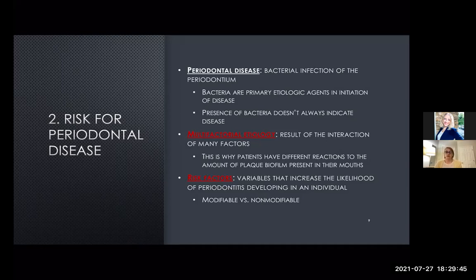So what does multifactorial etiology mean? Basically, this is the result of a lot of different factors, a lot of different causes. This is why patients have different reactions to the amount of plaque biofilm present in their mouth. Some patients can have super heavy plaque biofilm and be totally fine, hardly have any bleeding, no pocketing. But then other patients have a relatively small or less amount of plaque biofilm and have full-blown periodontitis quickly.